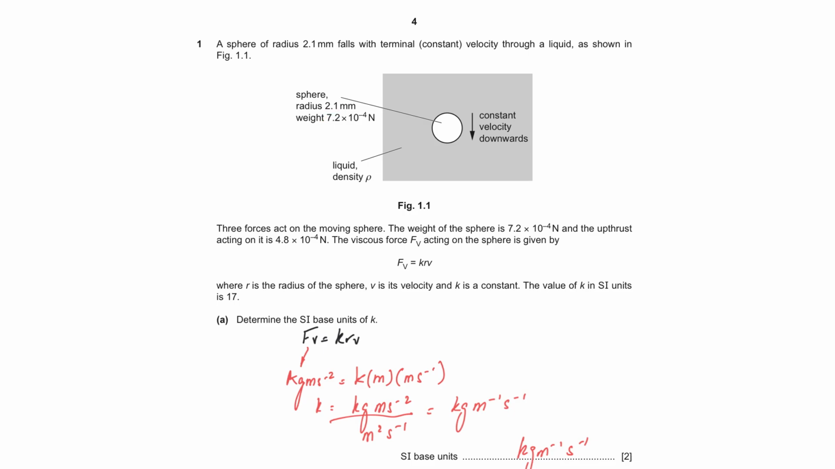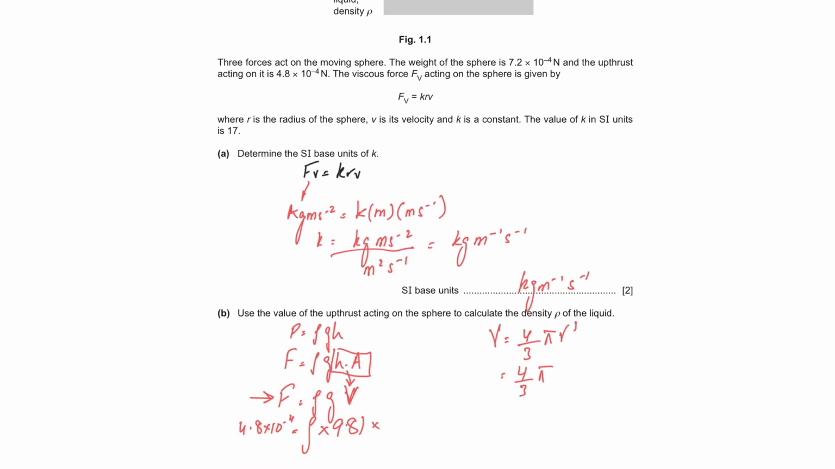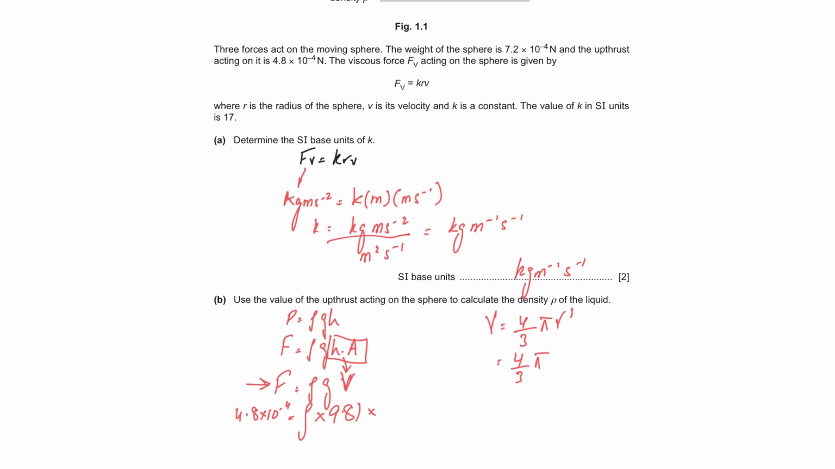So we'll have to convert this into meters. So this becomes 2.1 × 10^-3, the entire thing cubed. The value that we get is 3.88 × 10^-8 meter cubed. We'll use this value over here, 3.88 × 10^-8.